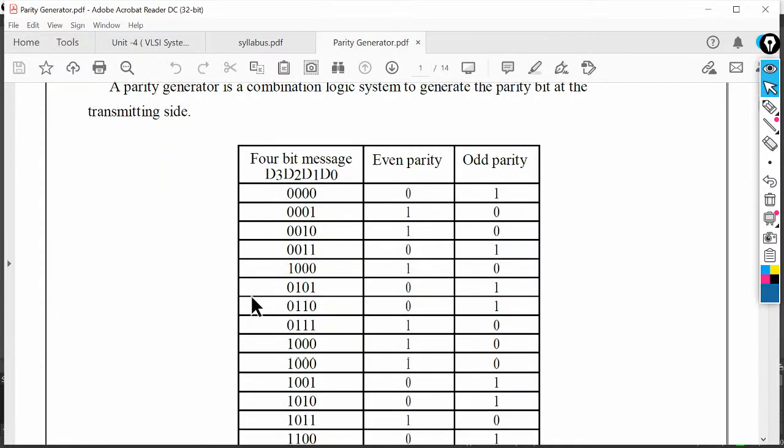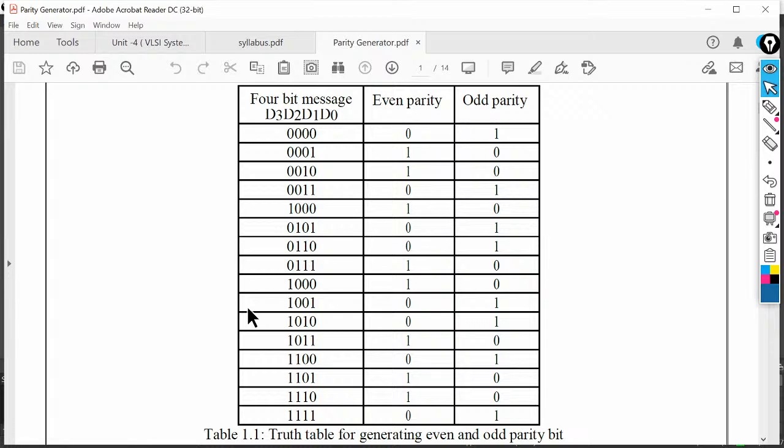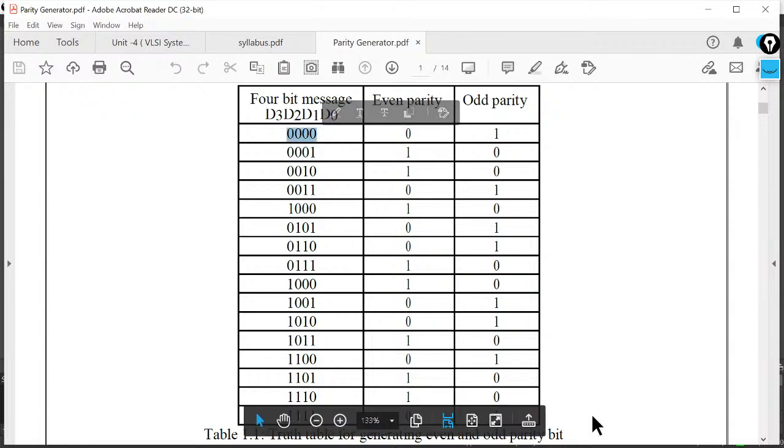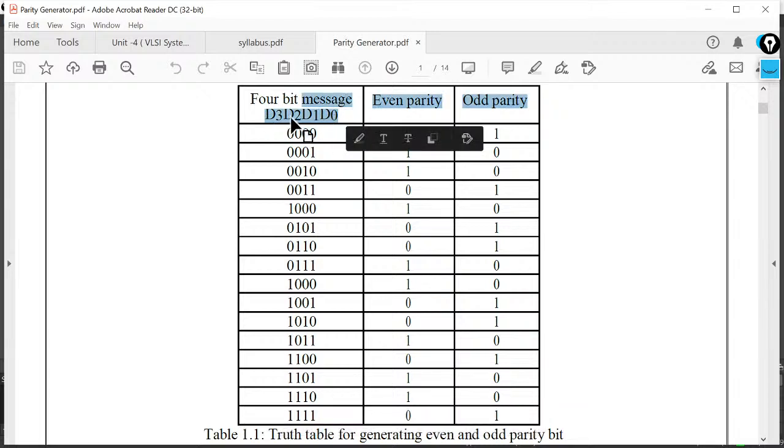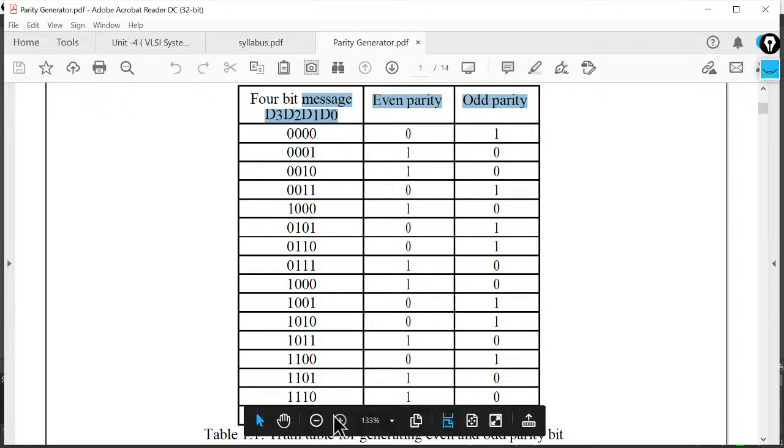Okay, so this is the truth table. By using this truth table, you can easily understand what is the meaning of parity. Suppose I am considering the message is of 4 bit, that is D0, D1, D2 and D3. Because of these 4 bits, the possible combinations will be 16, because 2 raised to the power 4 gives the possible combinations. So by using these 4 bits we can generate 16 different combinations of message.